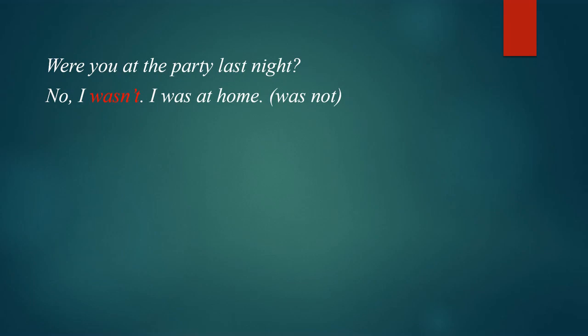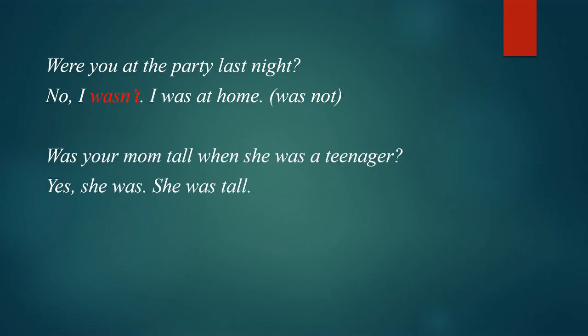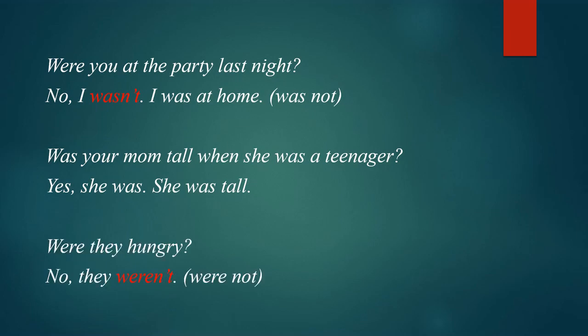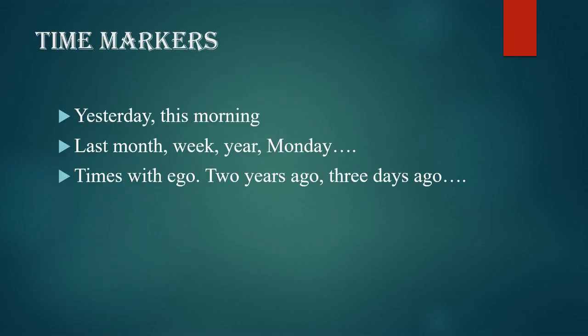Were you at the party last night? No, I wasn't. I was at home. Wasn't is the short form for was not. In this case, we don't use didn't anymore. We attach not directly to was because it's a to be verb. Was your mom tall when she was a teenager? Yes, she was. She was tall. Were they hungry? No, they weren't. Weren't is the short form for were not.